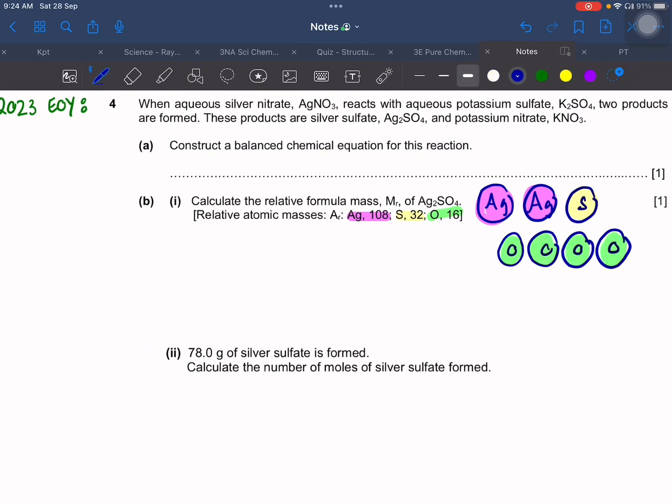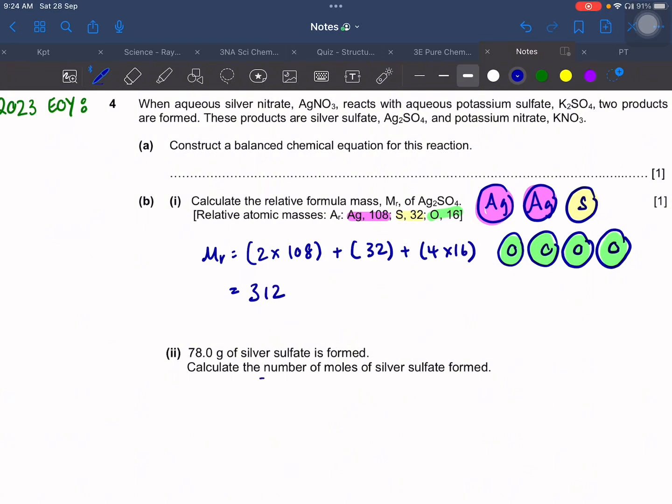So how do you find the MR over here? You will have to add up 2 sets of 108, because there's 2 of the Ag, 1 of the 32, because there's only 1 of sulfur, plus 4 sets of 16. Then we punch into a calculator carefully to make sure that we put in the brackets, we don't mess up the numbers, and you should end up with 312. No unit. MR has no unit.